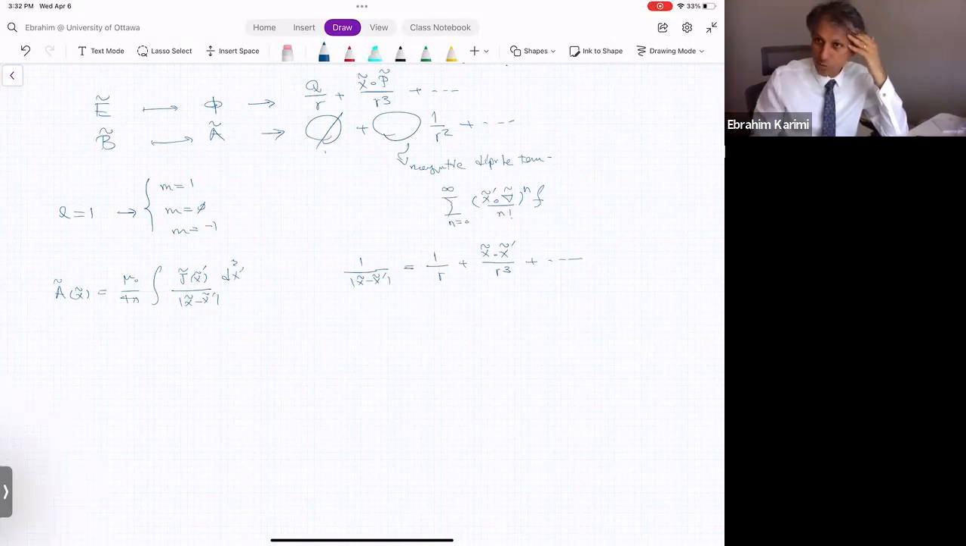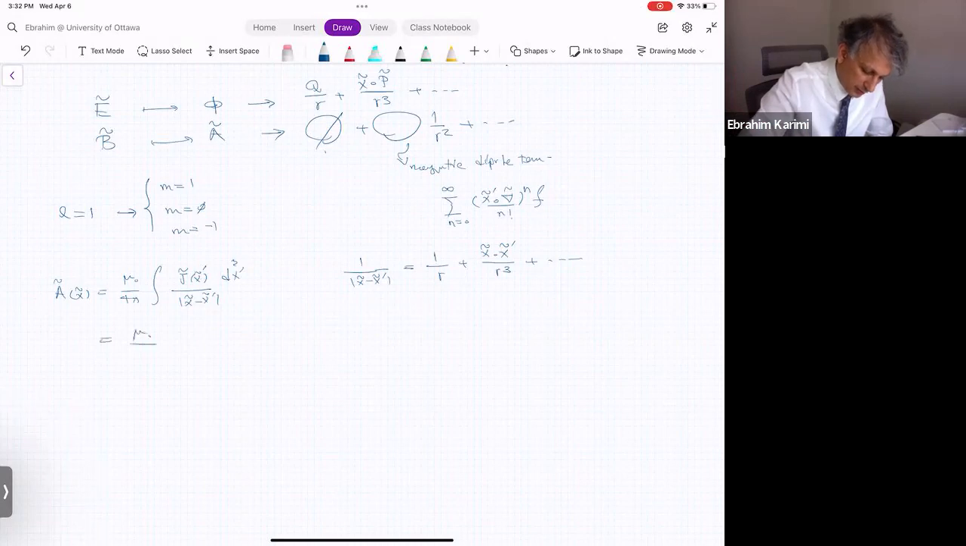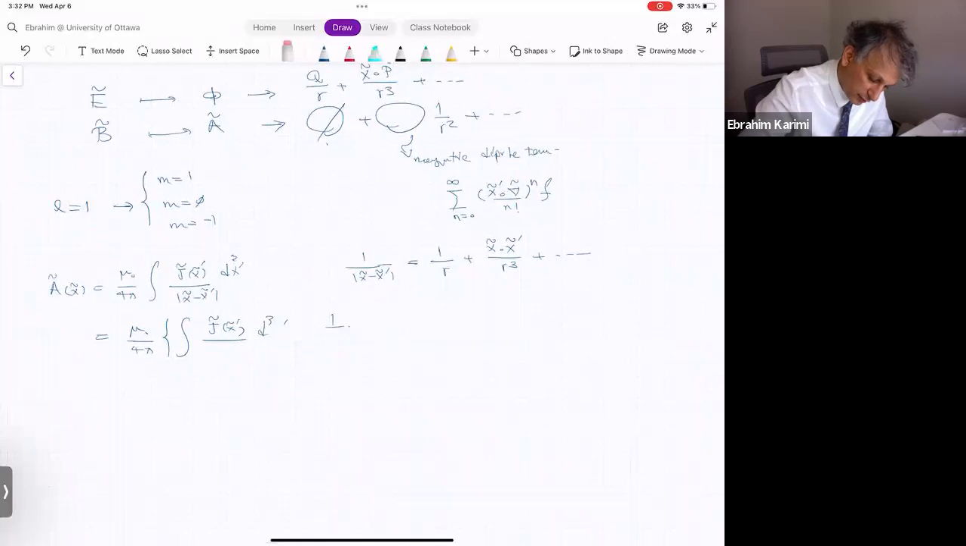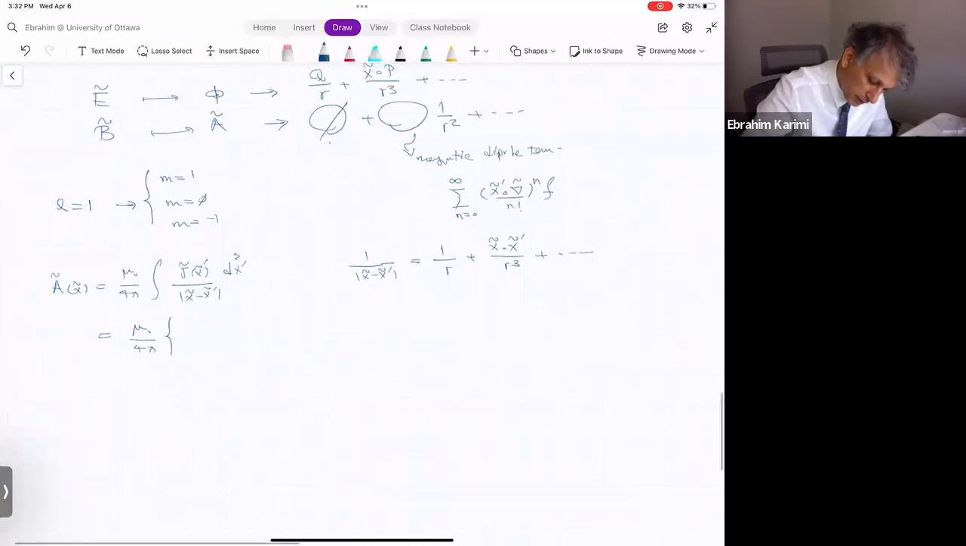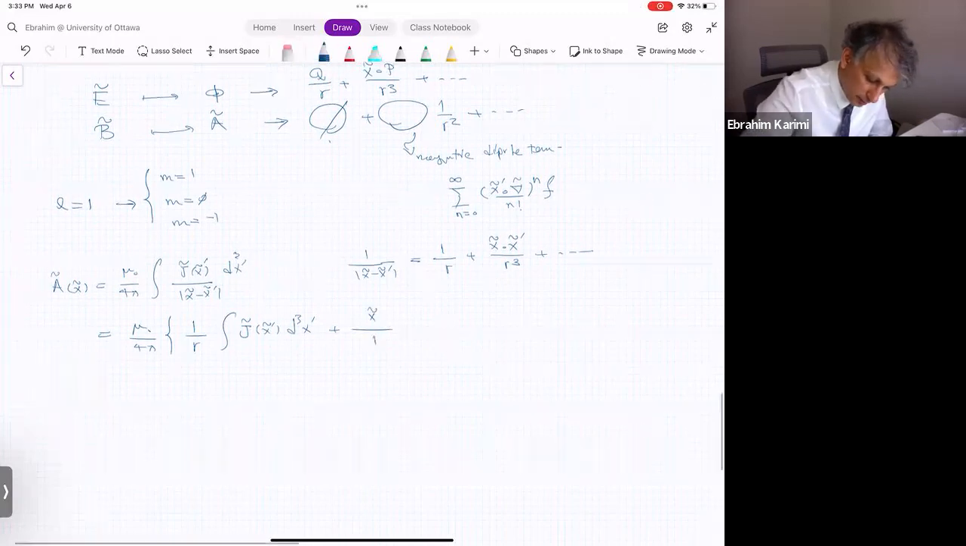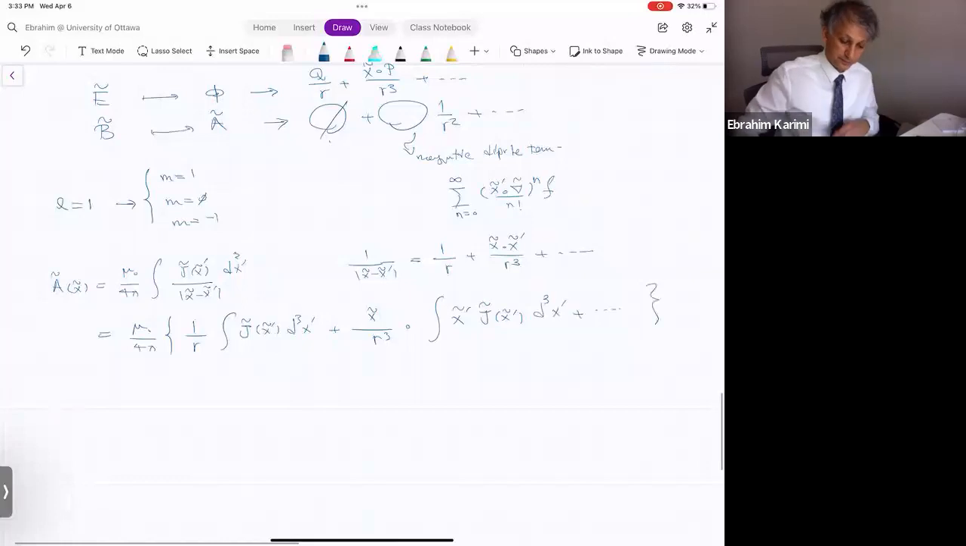Is that clear? Good. Now replacing here, we will get mu0 divided by 4 pi. I won't spend too much time. Now it will be the integral of J of X prime divided by R, d3 of X prime. Then I have a second term, which will be 1 divided by R times the integral of J of X prime d3 of X prime, plus X over R to the power of 3 dotted with the integral of X prime J of X prime d3 of X prime, plus the other terms. Clear?